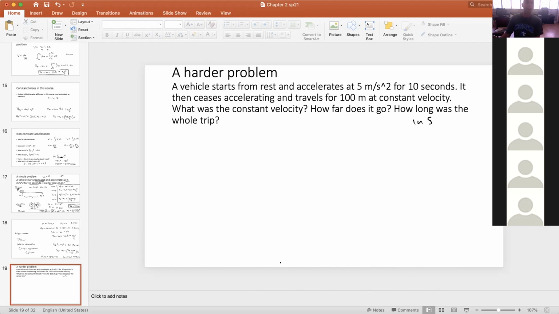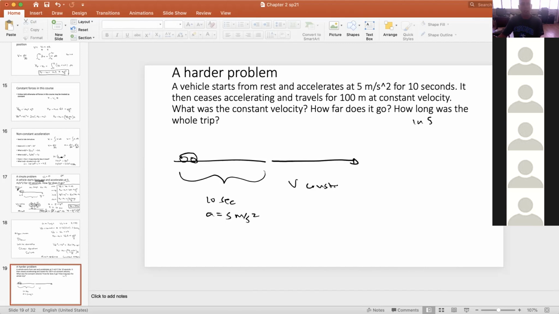So, first of all, we need to draw this. We have two distinct regions. We have this, right, which is 10 seconds long and has an acceleration of 5 meters per second squared. And then a second part of the trip where v was constant. That implies that a was 0 and it went 100 meters.